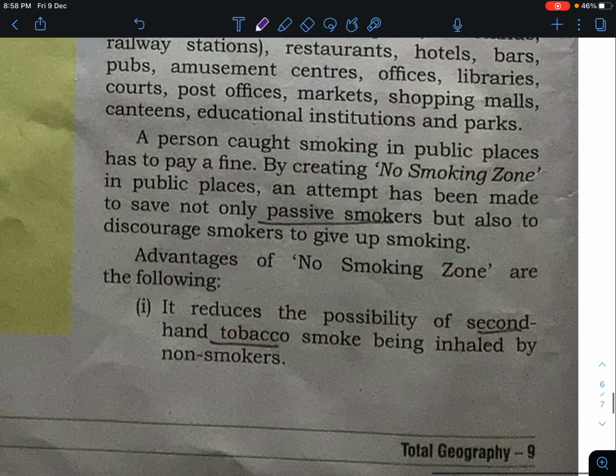A person caught smoking in public places has to pay a fine. One more rule was made that a person caught smoking in a public place has to pay a fine. By creating no smoking zones in public places, an attempt has been made to save not only passive smokers but also to discourage smokers and make them give up.